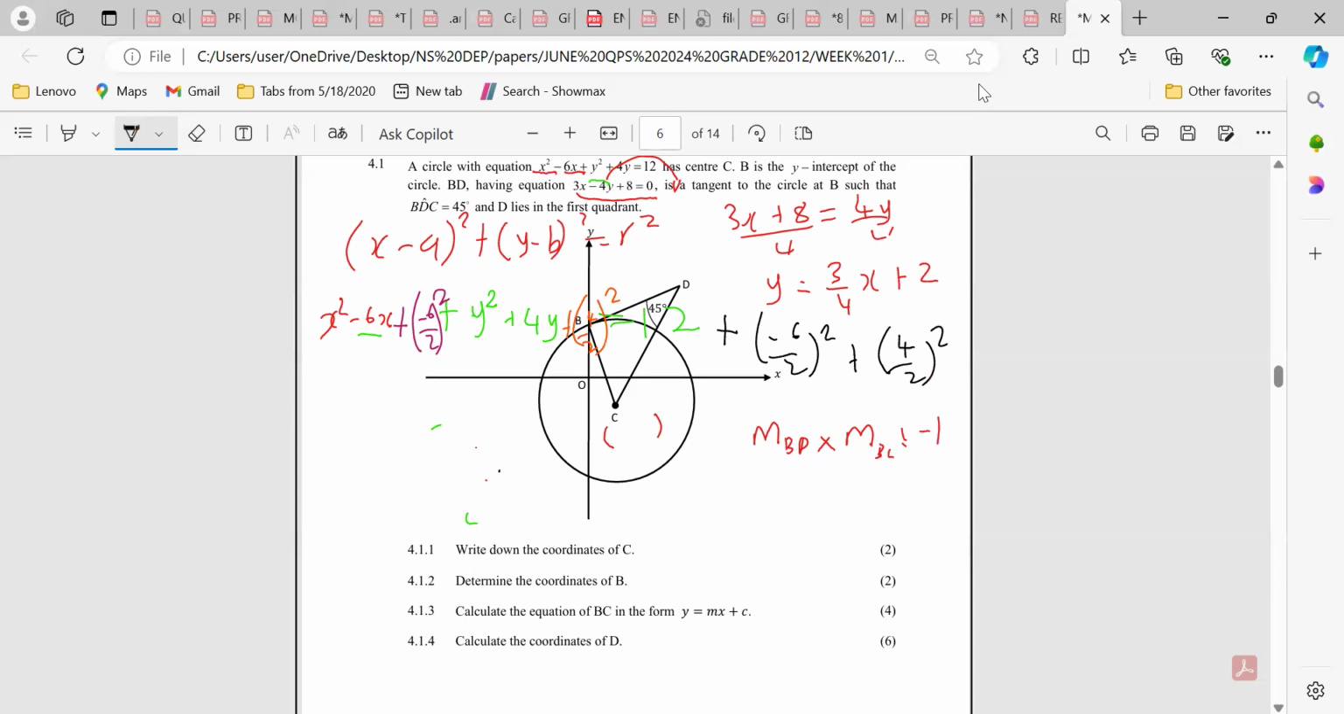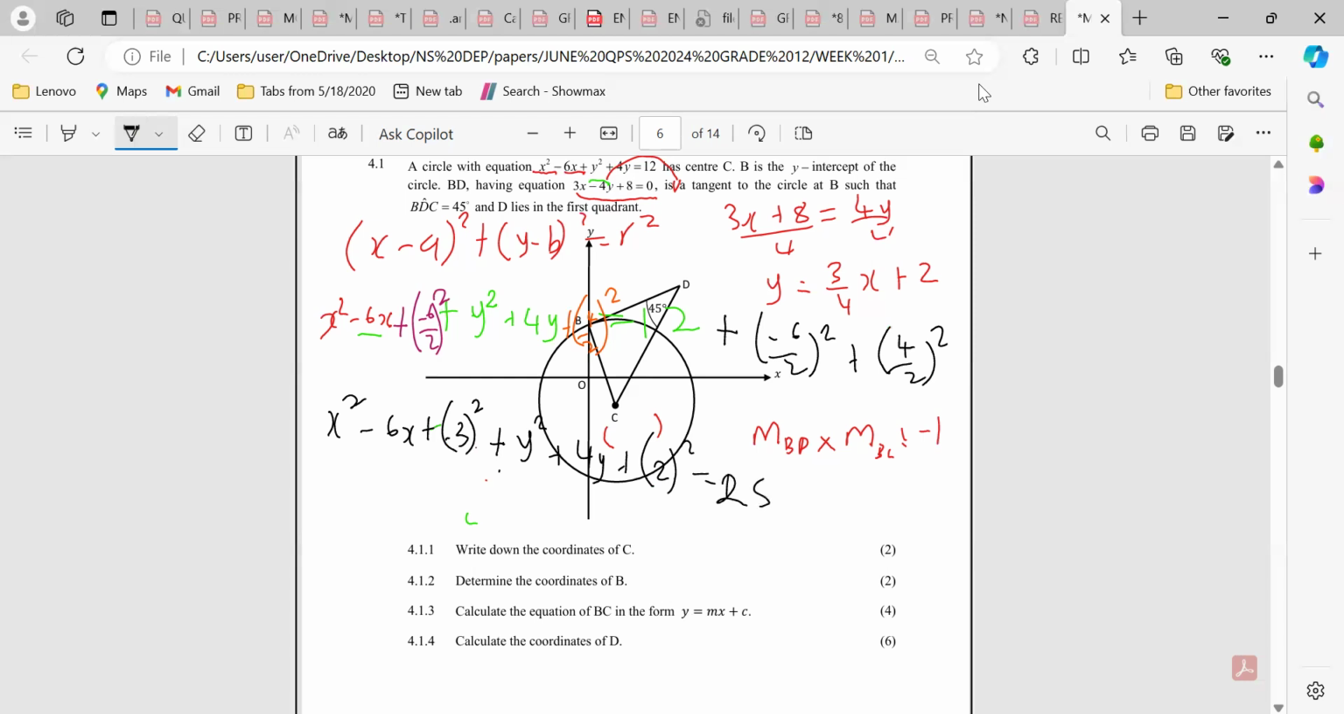So we are going to have x squared minus 6x plus this one is going to give us minus 3 all squared. Plus, this one, y squared plus 4y plus 2 all squared. Which is going to be, if you add everything up here, it gives you 25.